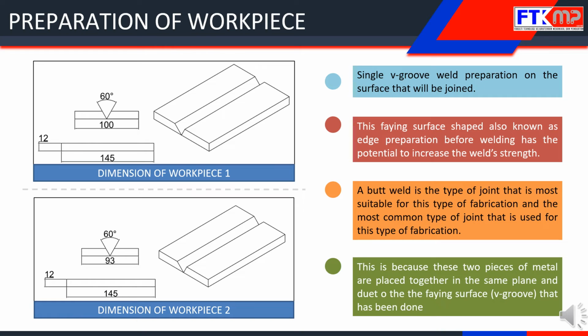But butt is the type of joint that is most suitable for this type of fabrication, and the most common type of joint that is used for this type of fabrication. This is because these two pieces of metal are placed together in the same plane and joined in the faying surface V-groove that has been done. The dimension of the workpiece is as mentioned in the figure.